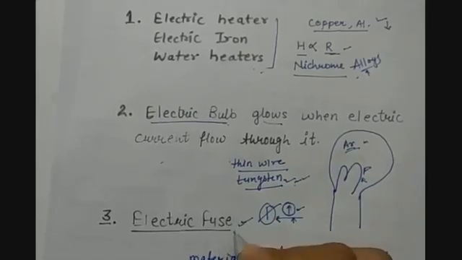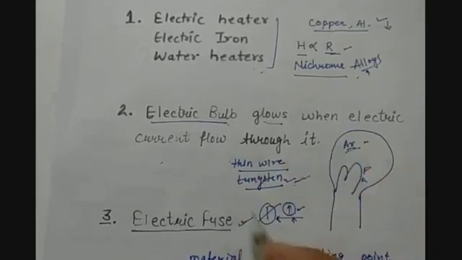Electrical fuses are available in the range of 1 ampere, 2 ampere, 3 ampere, 5 ampere or 10 ampere. That says that if the current exceeds the rating of the fuse, then the fuse will get melted. Generally copper, tin, lead alloys are used to make the fuse of the electric circuit.